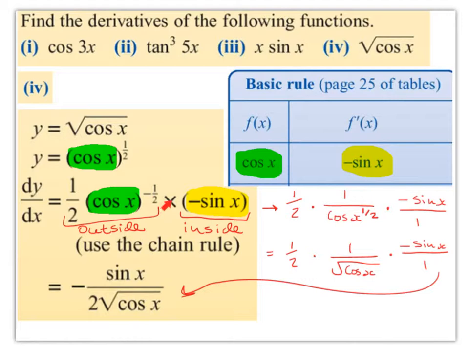Then we multiply that by the derivative of the inside. So the derivative of cos x is minus sine x. So that comes from page 25 of our tables. So that's the inside.